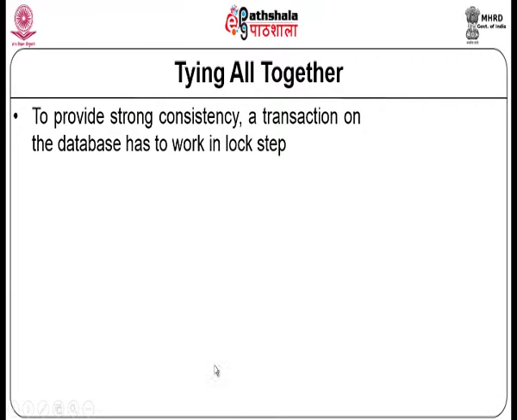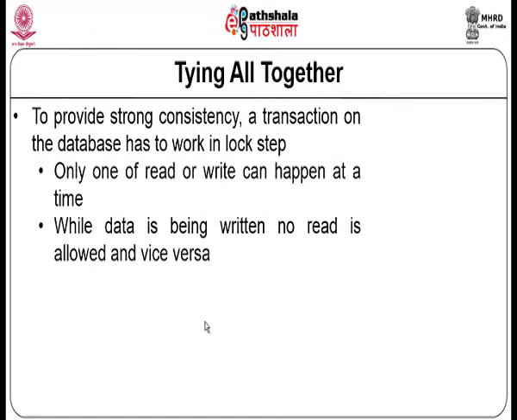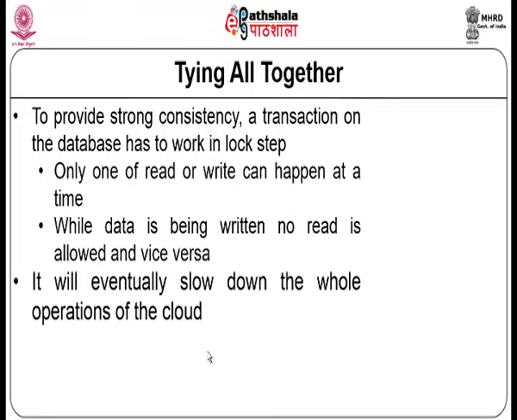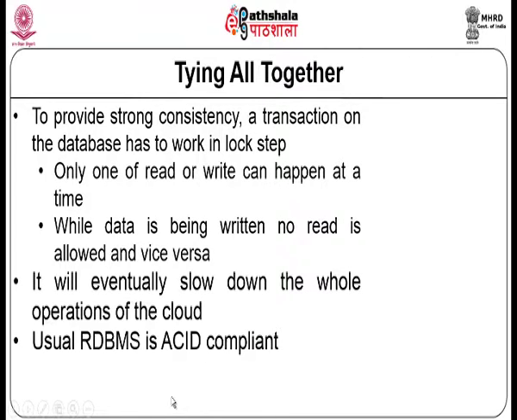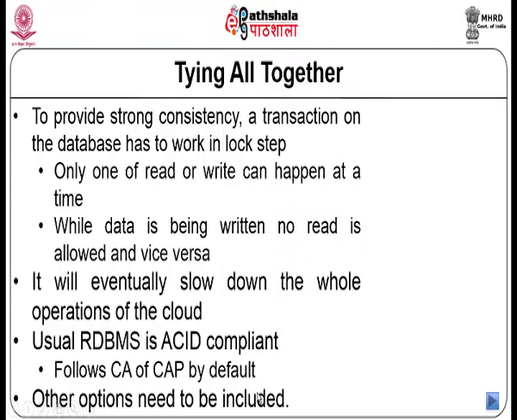So, moving on, wherever we need to provide strong consistency and strong availability, we have to have the transactions in lockstep. We have to ensure that while the data is being read, no write can be done, and while the data is being written, no read can be done. So, eventually this will reduce the overall speed of the process. The usual RDBMS is ACID compliant, it follows CA of CAP. So, what other options do we have?